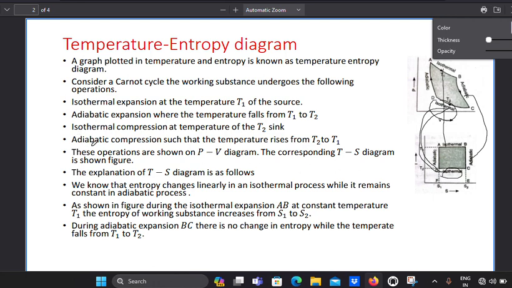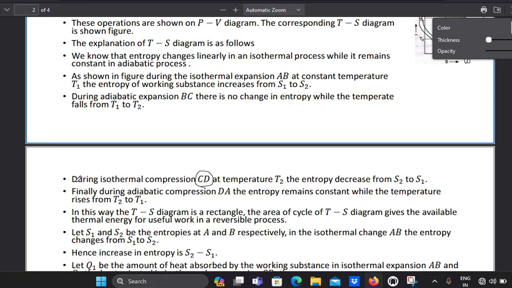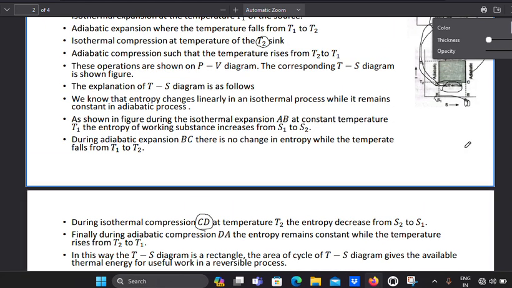In isothermal compression, it is taking place at constant temperature. Temperature constant means that it should not change. But what happens? Entropy decreases, from S2 to S1. So here entropy increased from A to B, and from C to D, entropy decreases. During the isothermal compression CD at a temperature T2, entropy decreases from S2 to S1. Right? Reverse. Here from here to here, S2 to S1.